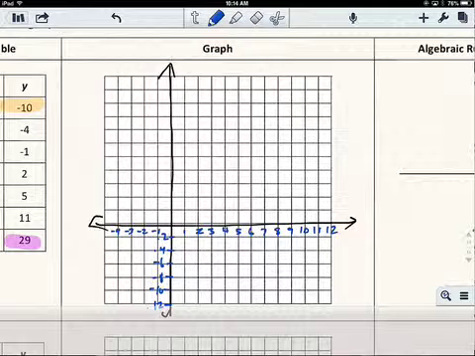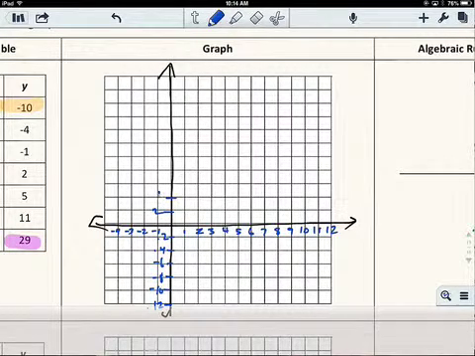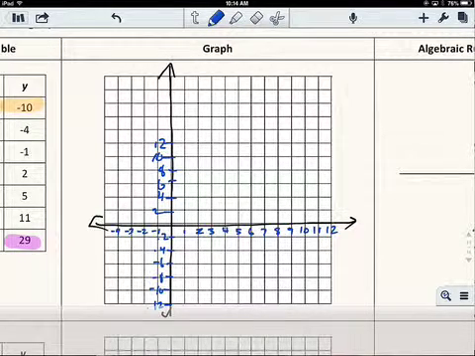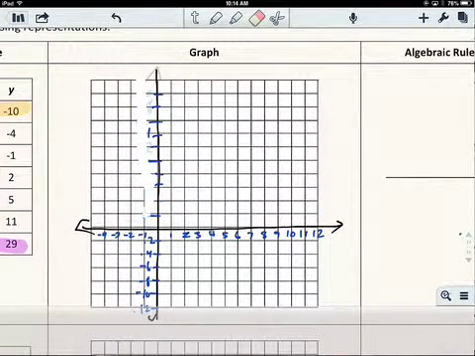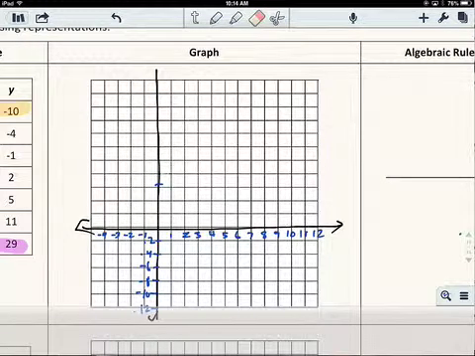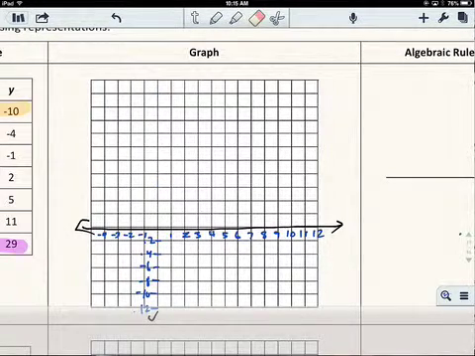And then all the way up to 30. So 2, 4, 6, 8, 10, 12, 14. I'm not going to get there. 16, 18, 20. So I do need to adjust that scale. So this is the guess and check method. Sometimes we make mistakes, and that's okay. Oops, I erased my axis.